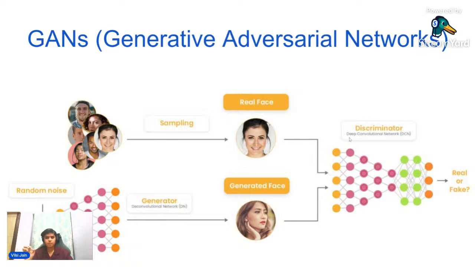Now comes the discriminator, a deep convolution network, DCN. What is this basically? It has a real sample and a fake sample, a collaboration of both, and it determines whether the image is real or maybe fake, right? Hope you are understanding it.